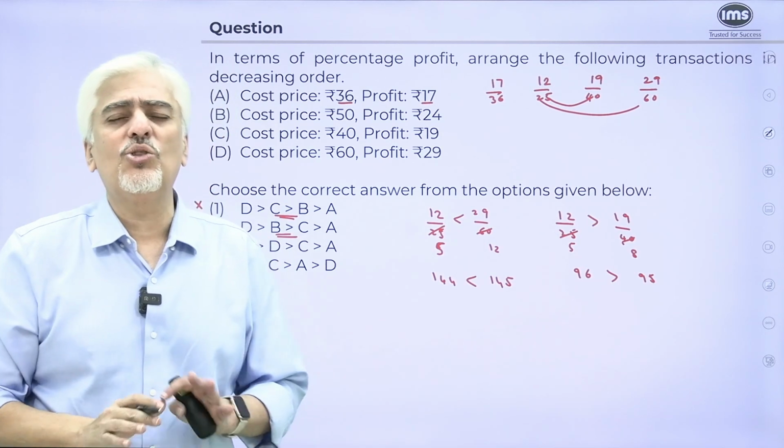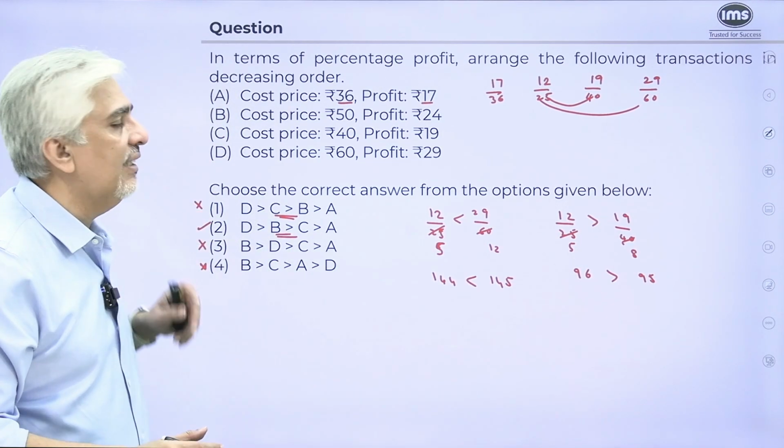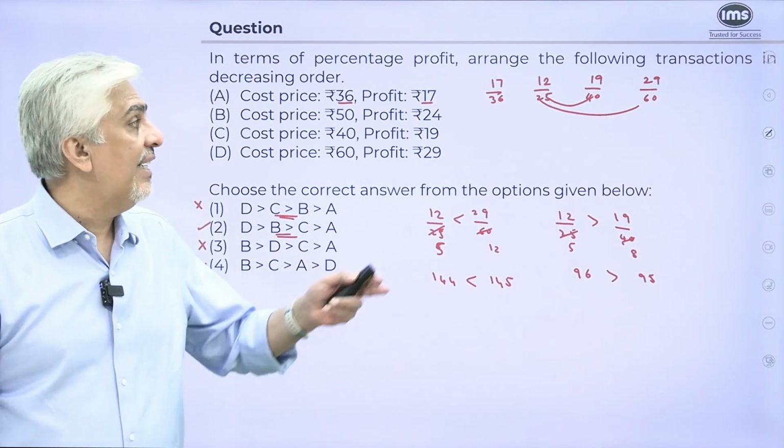Very easy method to do this. No need to do all of them together and unnecessarily waste time. Just look at the options. It made life much easier for us. I didn't even have to check A.